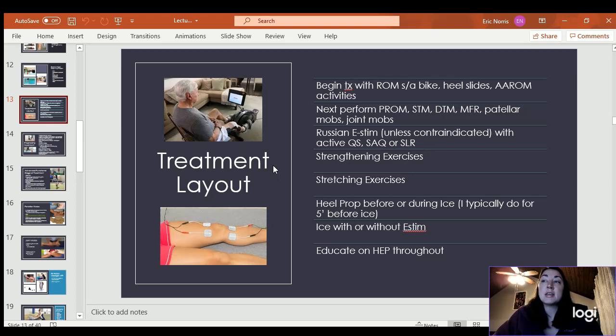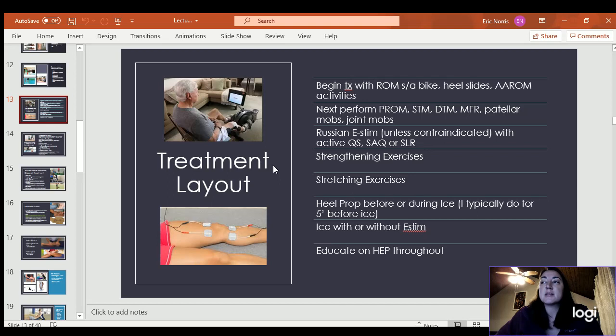And then at the end, I will typically do a heel prop, and I put it before or during ice, because some people like to do a heel prop with the ice and maximize that time together. But I typically do it before, because I usually like the heel prop for about 5 minutes and the ice for usually 10, so I will typically do them separately. If you do combine them, just be aware that they're going to walk out with a really stiff leg if they are in the heel prop with the ice. So you just want to be a little bit careful. You've done all this to mobilize and now you're stiffening them back up. But you do want to use the ice for the inflammation.